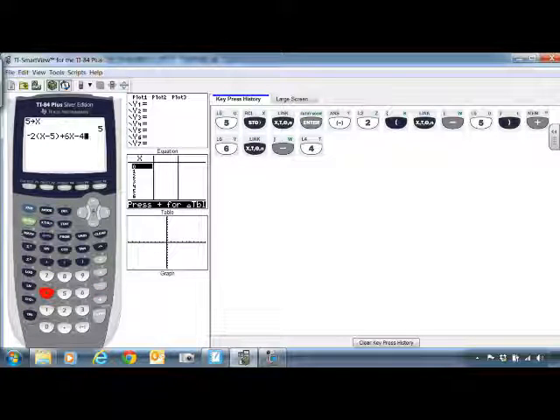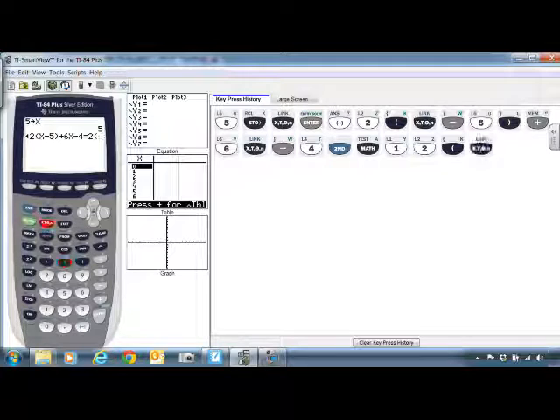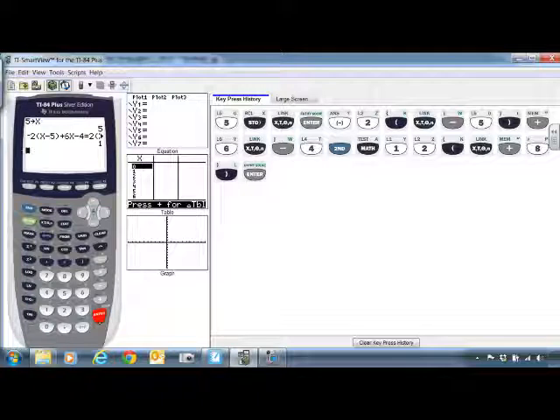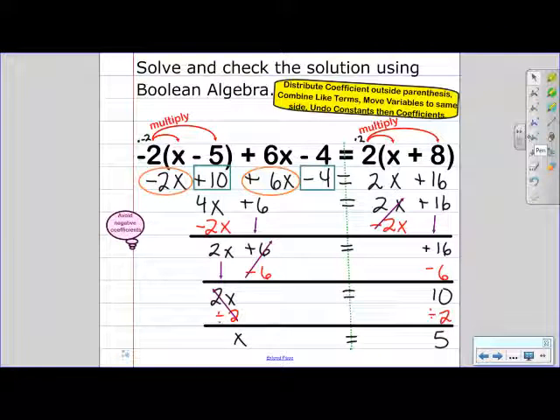Now equals. Remember that is second math, option 1. Then 2, open parentheses, x plus 8, close parentheses, and then press enter. Remember, 1 means our solution is correct, 0 means that our solution is not correct. So based on Boolean algebra, 5 is the correct solution.